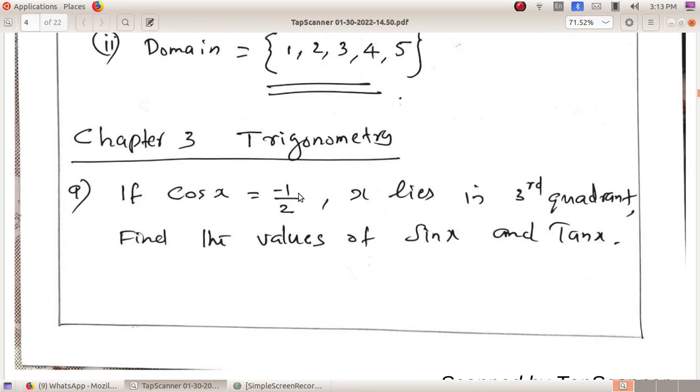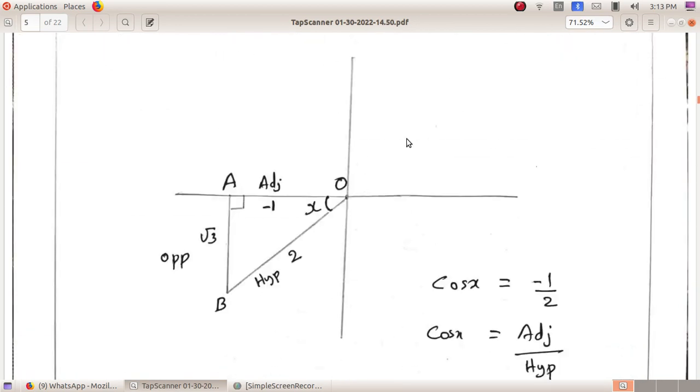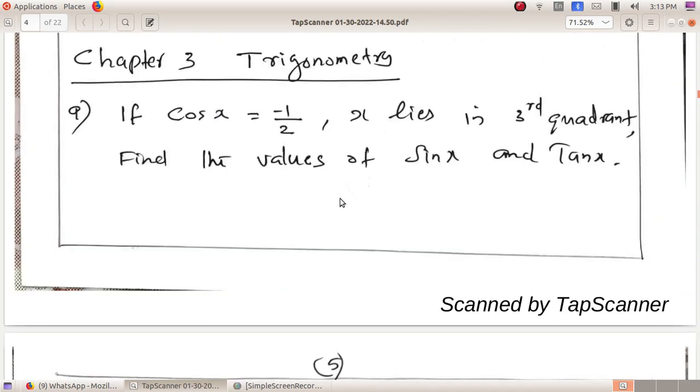If cos x is equal to minus 1 by 2, and x lies in the third quadrant. See, first quadrant, second quadrant, third quadrant. So the figure is like this. This is the angle. Suppose it is O, origin, A, B. This is a right angle triangle, and cos x is equal to minus 1 by 2. Find the value of sin x and tan x.